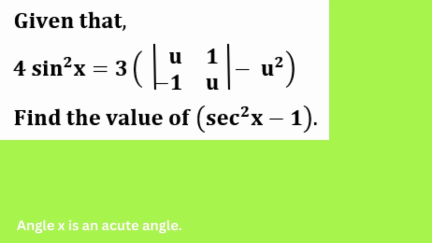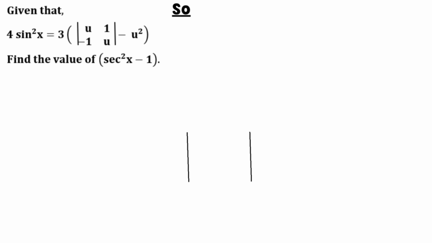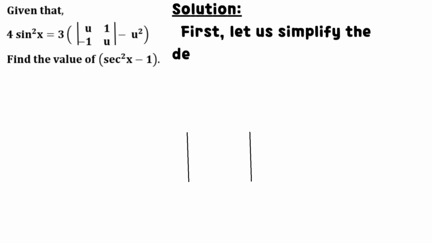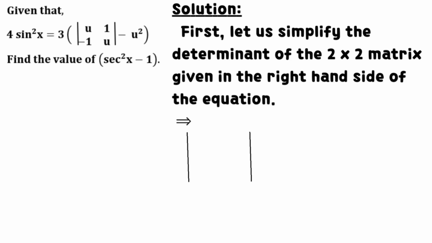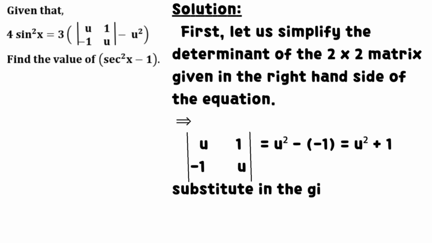Find the value of secant square x minus 1 from the given equation. First, let us simplify the determinant of the 2 by 2 matrix given on the right-hand side of the equation. It implies that the determinant for elements u, 1, -1, and u equals the square of u minus -1, which equals the sum of the square of u and 1. Substitute this value in the given equation.